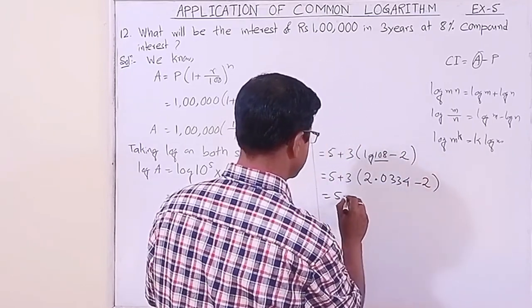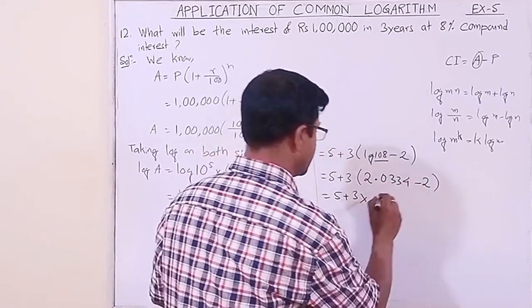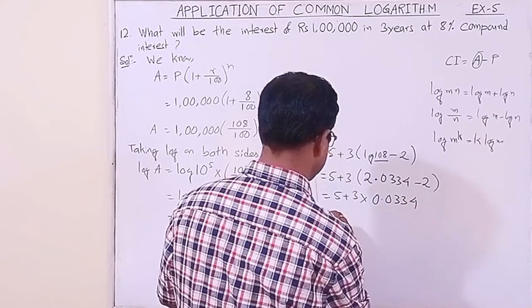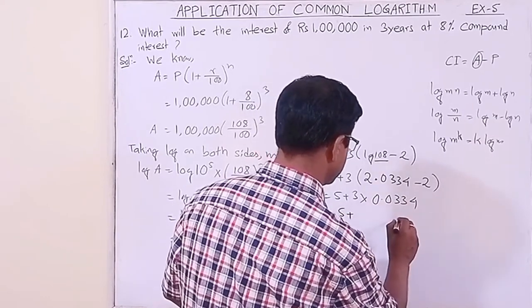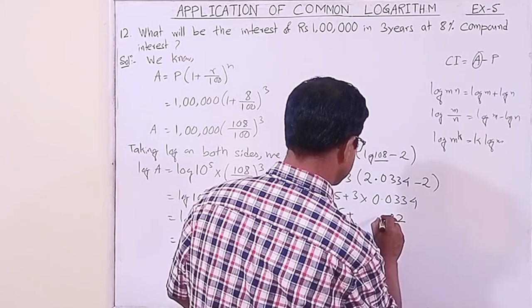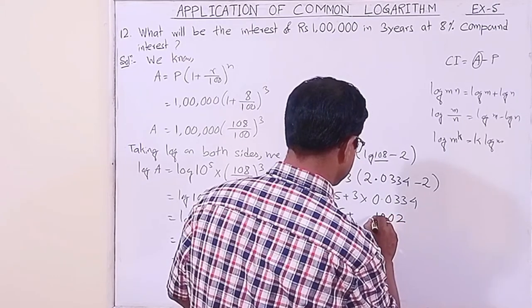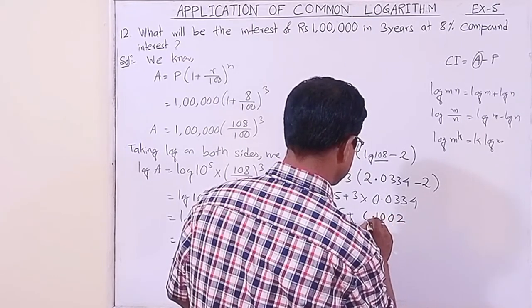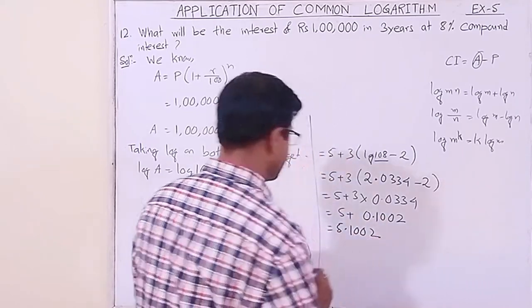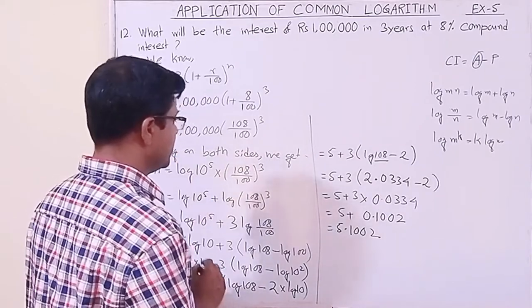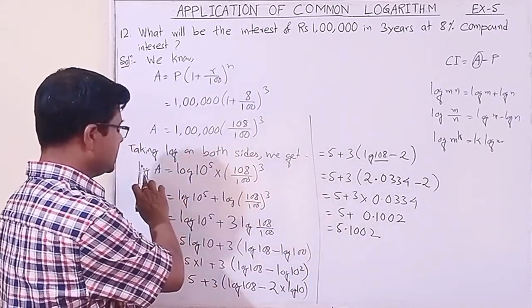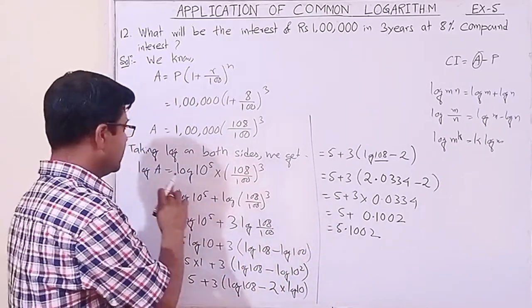Okay, so 5 plus 3 into, if we subtract, what we'll get is 0.0334. Okay, 5 plus 3 into it, we get 5.1002. Now this much is done. This is the value of log of A.